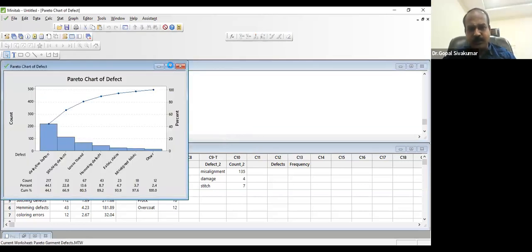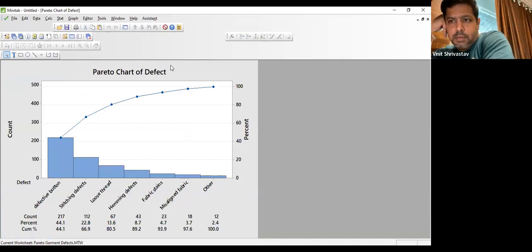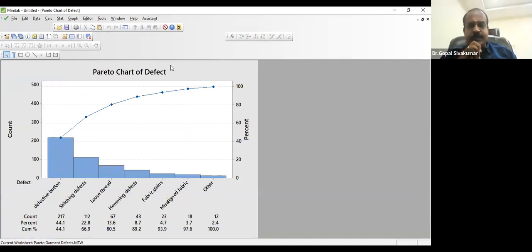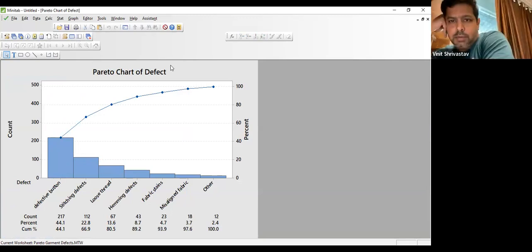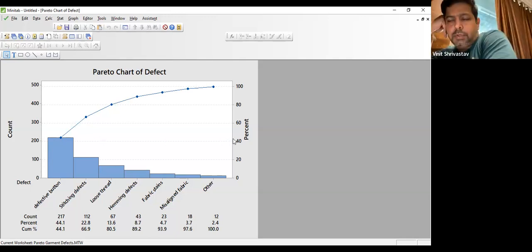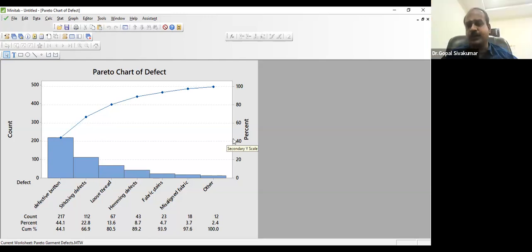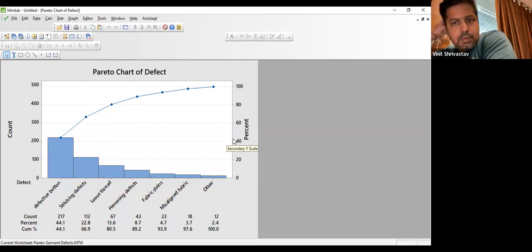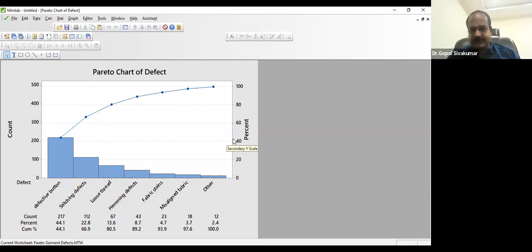Are you able to see a Pareto now? The Pareto is clearly communicating that defective buttons are happening more frequently. Yes or no? And the height of the bar talks about the number of instances. The left side talks about the number of instances. The right side shows the same thing in terms of percentage contribution. If there are 100 problems happening, at least 44 problems are defective buttons. Am I right? How do I get this?